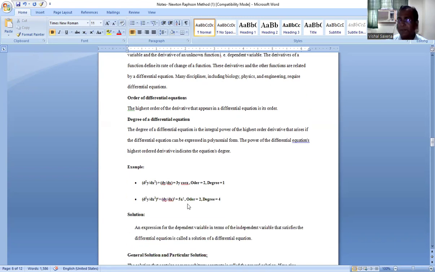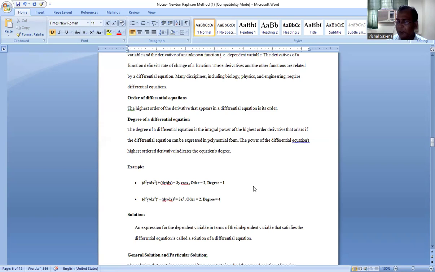So look at some examples to explain this. In the first example, we are given an equation: d square y upon dx square plus dy by dx is equal to 3y cos x. So this is called the differential equation. Here we can see the highest order derivative, d square y upon dx square, is present, and that is the second order derivative term. dy by dx is the first order derivative term.